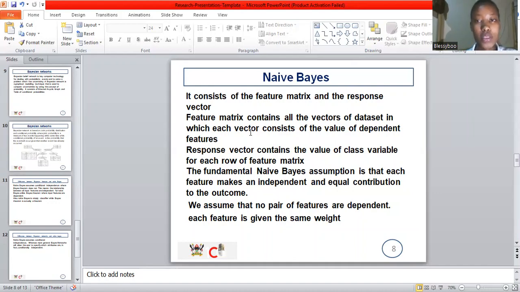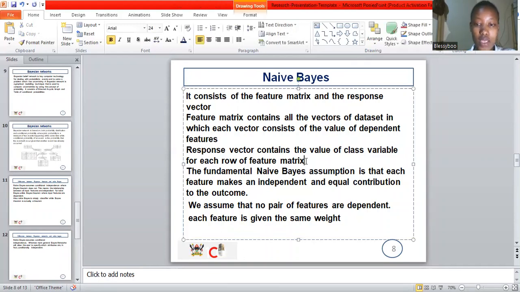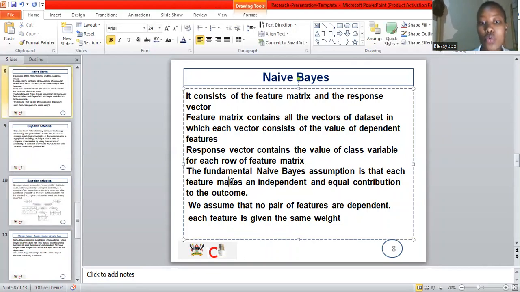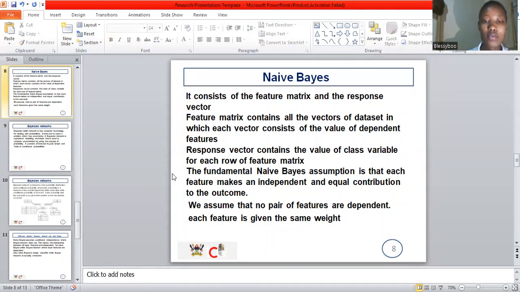This is almost similar to what I said above. The values have dependent features, and the response vector contains the value of the class variable for each row of the feature matrix, meaning there is a value that you have to consider to determine the other feature. The fundamental naive Bayes assumption is that each feature makes an independent and equal contribution to the outcome. We assume that no pair of features are dependent. Each feature is given the same weight.